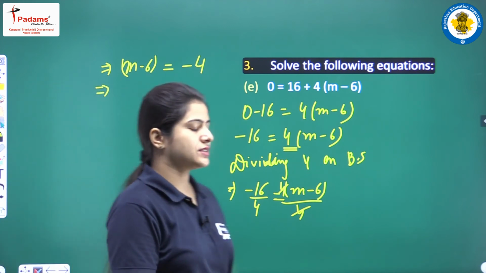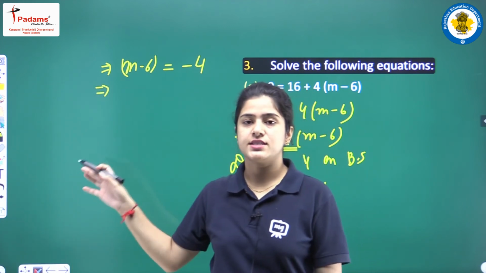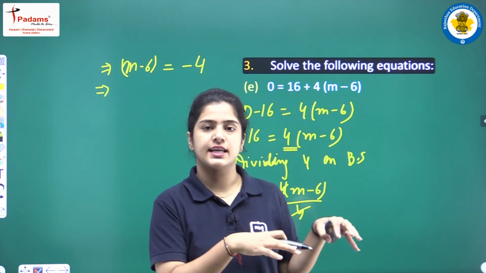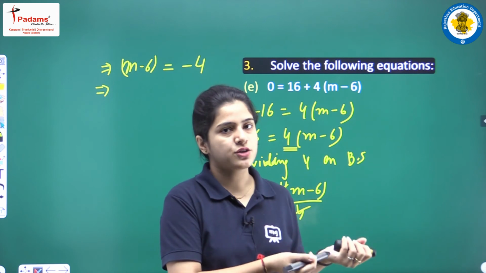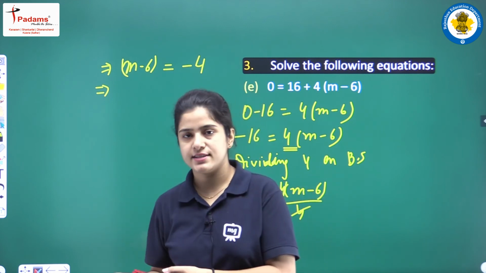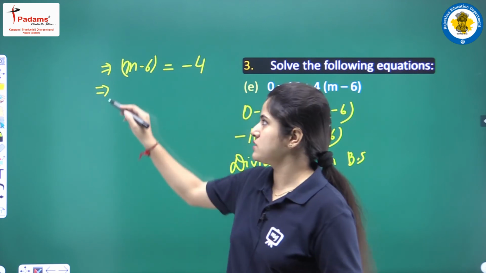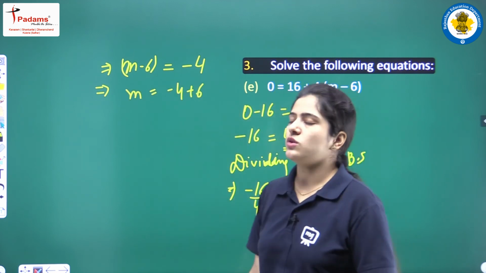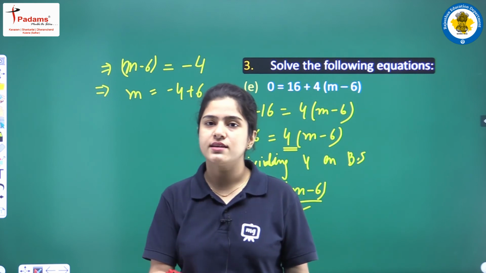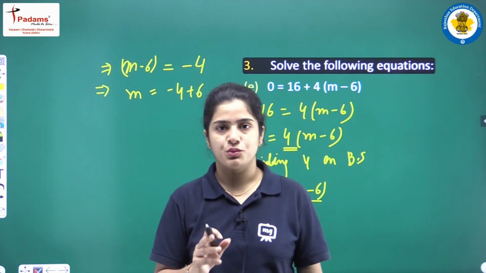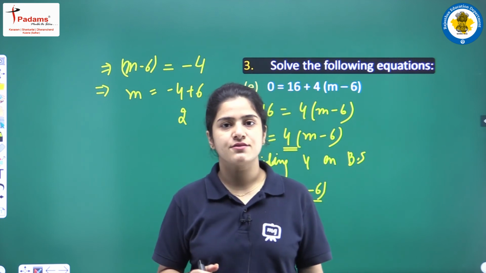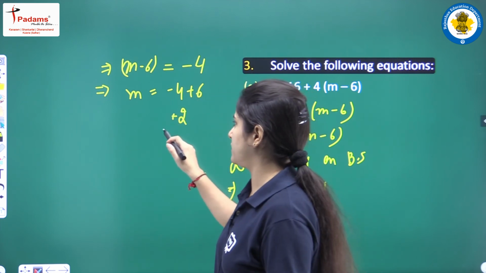Now we have to shift this minus 6 from the left hand side to the right hand side. If it is minus 6 on the left hand side, then when we transpose it to the right hand side, it will become plus 6, okay students. So m is equal to minus 4 plus 6. Now students, plus minus is minus, so 6 minus 4 is 2. The sign of the larger number is positive, so the result contains a positive sign, okay.